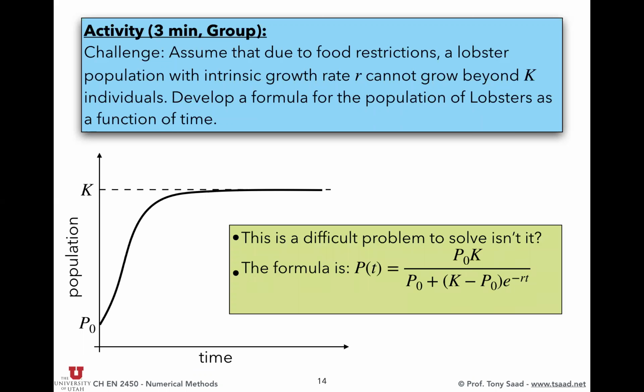Now, the formula for this case is this formula. P of t is P0 k over P0 plus, et cetera, et cetera. Now, what happens when P reaches k? When P reaches k, the population becomes equal to P0. Now, how do I get this formula? That's going to be our next set of slides.